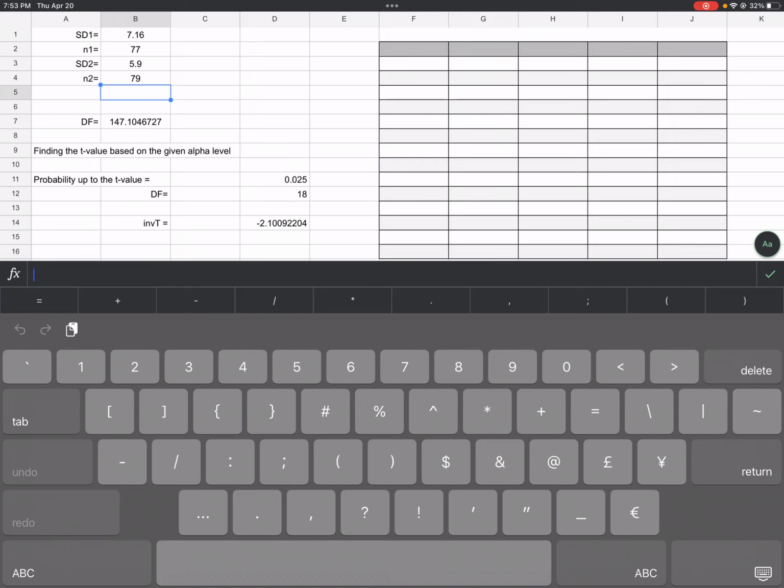So this, based on the formula, is almost never going to come out to be a whole number. So you can actually type in the decimals, and that's totally fine. I definitely probably wouldn't go more than like 1 or 2 decimals because the difference between these aren't going to make that much difference. So I'm just going to type in 147.1 as my degrees of freedom.